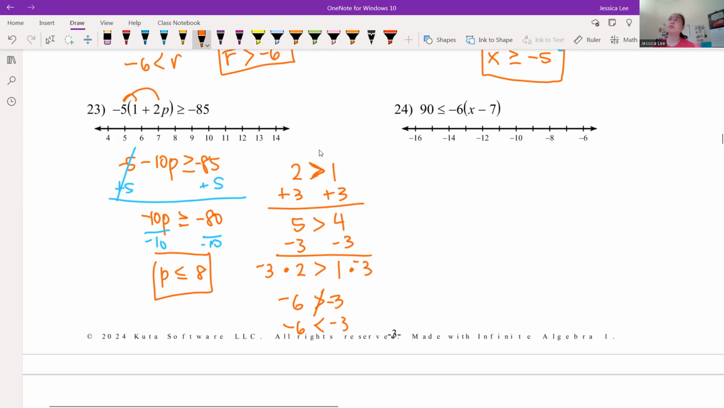So on the test, we'd be like, oh, do I flip it? And I would try some numbers when you multiply. You don't have to go through this whole process, just do the multiplication, right?